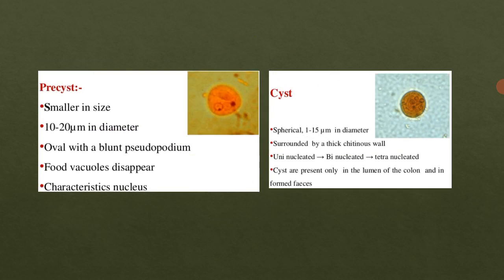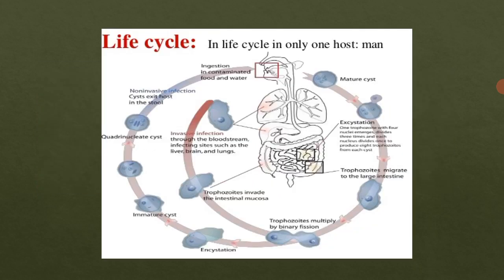Now we will study the life cycle of this parasite. In the life cycle, it has only one host, and that is man. In the case of the malarial parasite, there are two hosts, mosquito and human. In Entamoeba histolytica, there is only one host, and that is the human.